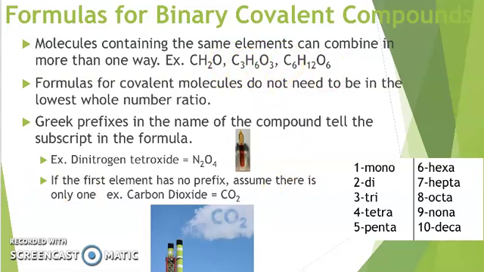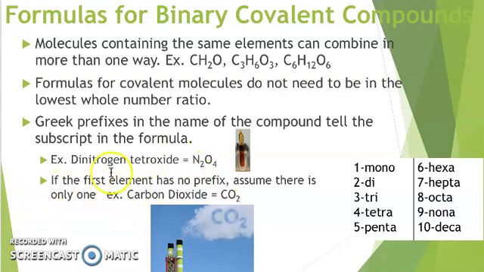You're also going to use Greek prefixes from the name of the compound to tell what the subscript is. For example, dinitrogen tetroxide. Di, if I look over here, means 2. So I have 2 nitrogens, and tet means 4, so I have 4 oxygens. So it's actually a lot similar to naming ionic compounds because you literally just look at what the prefix is, and then that tells you what to make the subscript.